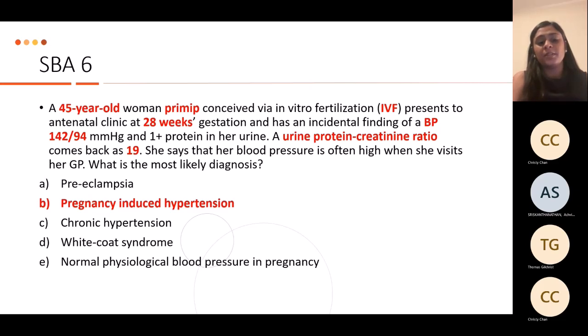It could be white coat syndrome, but we can't simply put that as the most likely diagnosis when she is pregnant, because you can't rule out pregnancy-induced hypertension. Realistically, if the question asked you what would be your next step, it would probably be to complete a blood pressure profile, because then you get a better idea of what her blood pressure readings are actually doing.